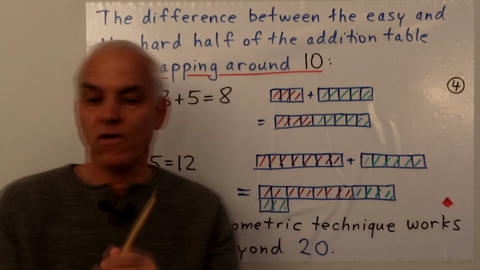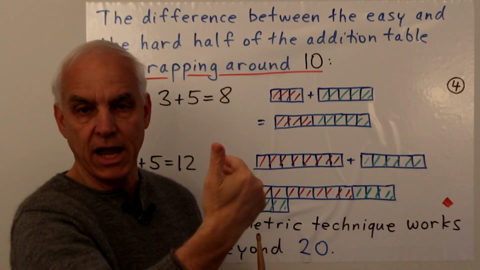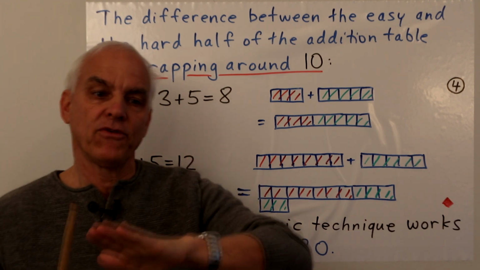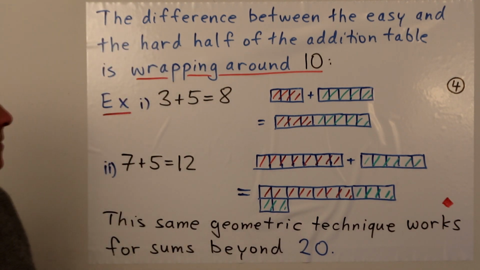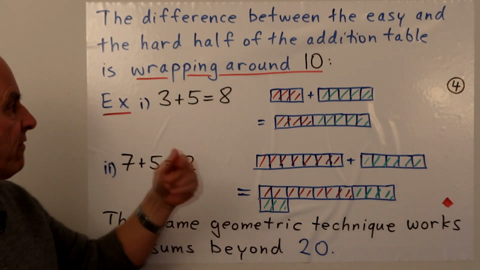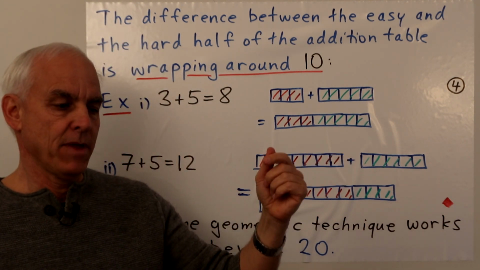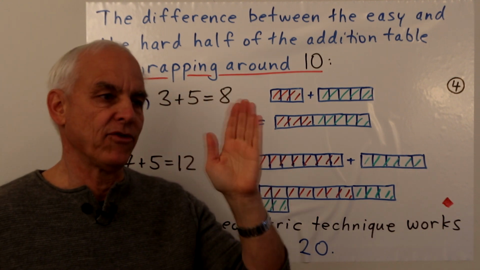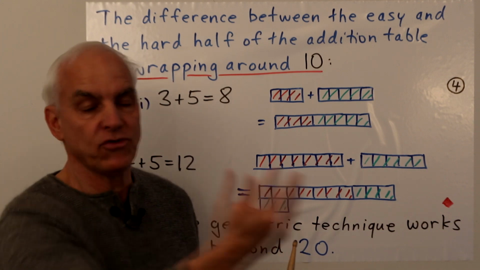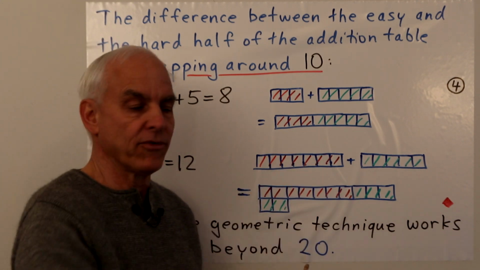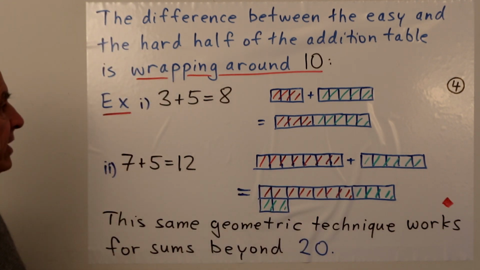The easy half involves sums that are only up to 10, while the harder half involves sums that go beyond 10. Okay, so the harder aspect involves wrapping around 10. And we have to get our head around that because exactly that same kind of thing is happening when we go beyond 20 to higher numbers.